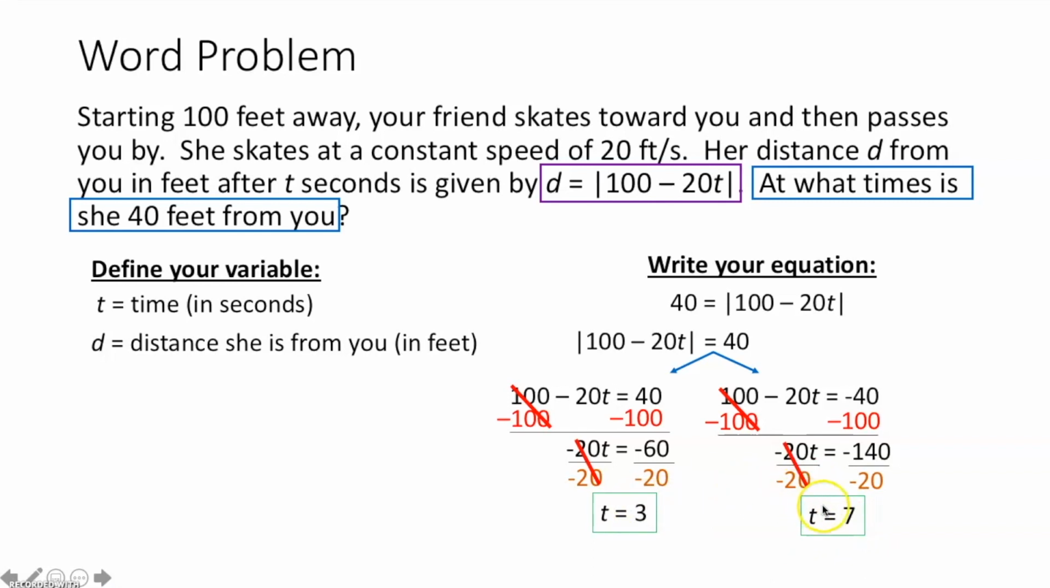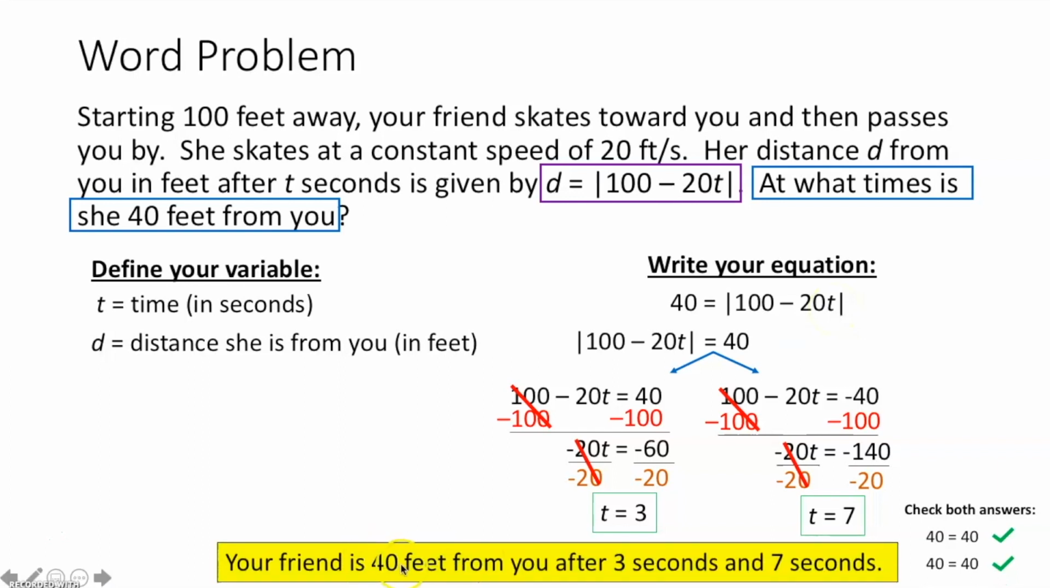So now I have my two possible answers. So now I'm going to check both of those answers. I plug them back in to the original equation. So if I plug in 3 here, 3 times 20 is going to give you 60, and 100 minus 60 is going to give you 40. The absolute value of 40 is 40. That checks out. Over here, if I plug in 7, 7 times 20 gives you 140. What's 100 minus 140? That's going to be negative 40. What's the absolute value of negative 40? That's positive 40. So that checks out as well. Therefore, your friend is 40 feet from you after 3 seconds and after 7 seconds. They both are your answers.